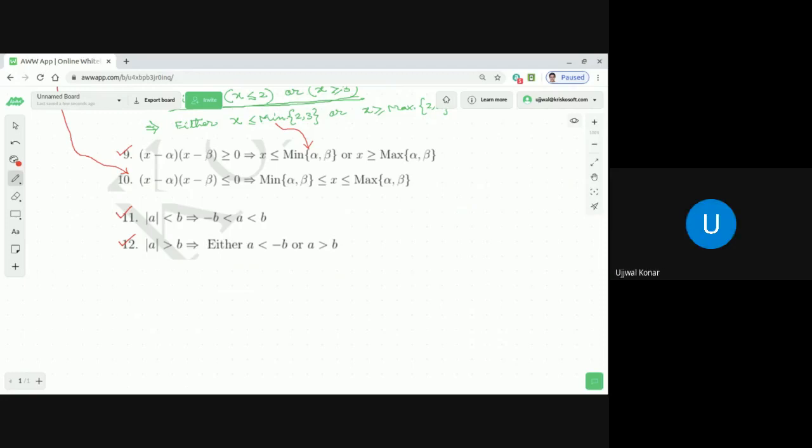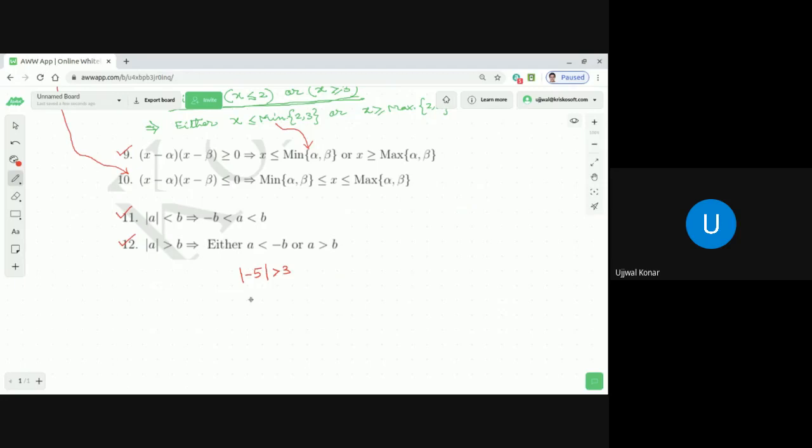Take A equal to minus 5 and B equal to 3. Then it will fall into the second category. Mod of minus 5 is greater than 3, yes. But if you look into it, what can you conclude about A? Minus 5, either A is less than minus 3, minus 5 is less than minus 3. That is true, right?